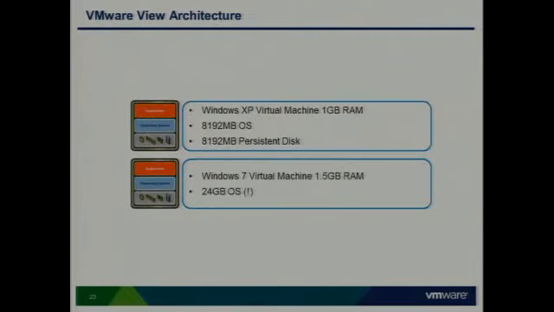Our VMs at the moment look like this. So we've got XP with a gig and an 8 gig OS drive and an 8 gig user data disk, or persistent disk as you call it now. And that is mainly to accommodate for our Outlook users who need OSTs. The Win7 VMs have got 1.5 gigs and a 24 gig OS, but no persistent disk. But there's some technologies that we use in here that kind of make that not a problem anyway, really.